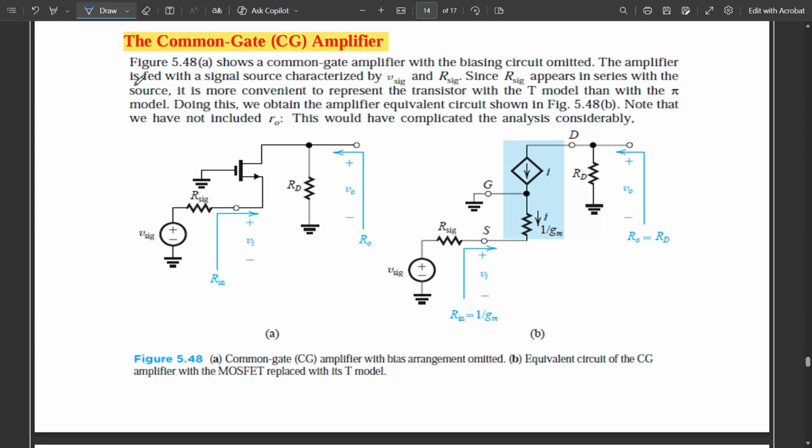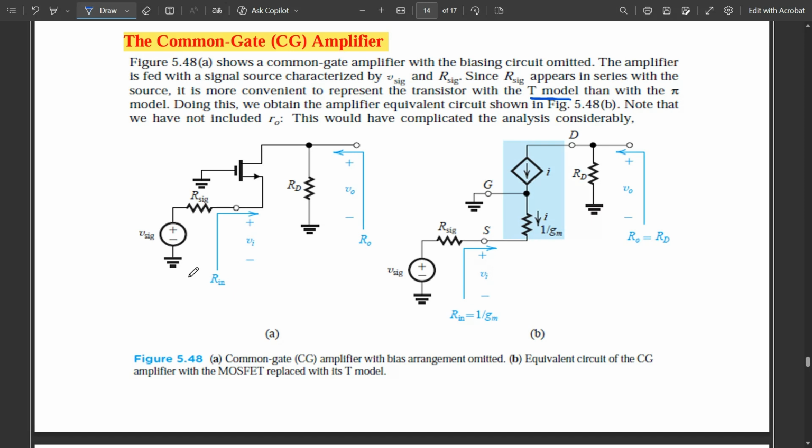So the amplifier is fed with a signal source characterized by V signal and R signal. Since the input resistance R signal appears in series with the source, it is more convenient to represent the transistor with the T model than with the pi model. Doing this, we can obtain the amplifier equivalent circuit as shown in figure 5.48b. This is the T equivalent model circuit, because V signal and R signal are kept in series with respect to the source terminal.